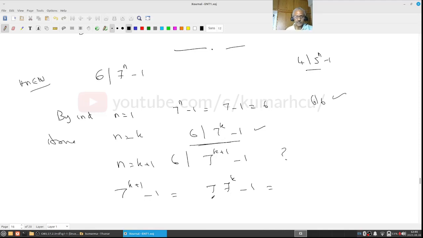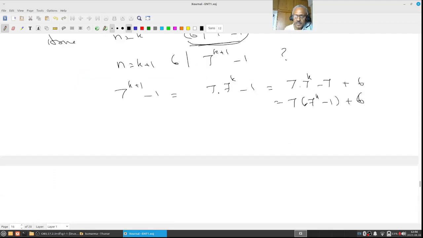You understand? I am trying to tell you how to solve a problem also. I have to make use of this hypothesis. Where I have 7 times 7 to the power k minus 1, that's not good. So, what will I write? 7 times 7 to the power k minus 7, but plus 6. But now you can take 7 out. This is going to be 7 times 7 to the power k minus 1 plus 6. But since 7 to the power k minus 1 by induction hypothesis is some multiple of 6, this is 7 times k times 6 plus 6. Therefore, it is 6 times 7k plus 1. So, see, 6 divides 7k plus 1. That is the proof. Please go through the proof.